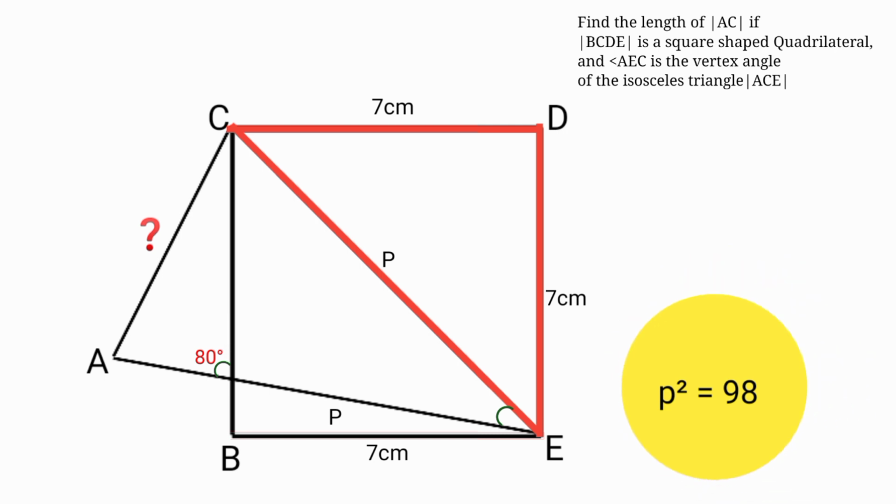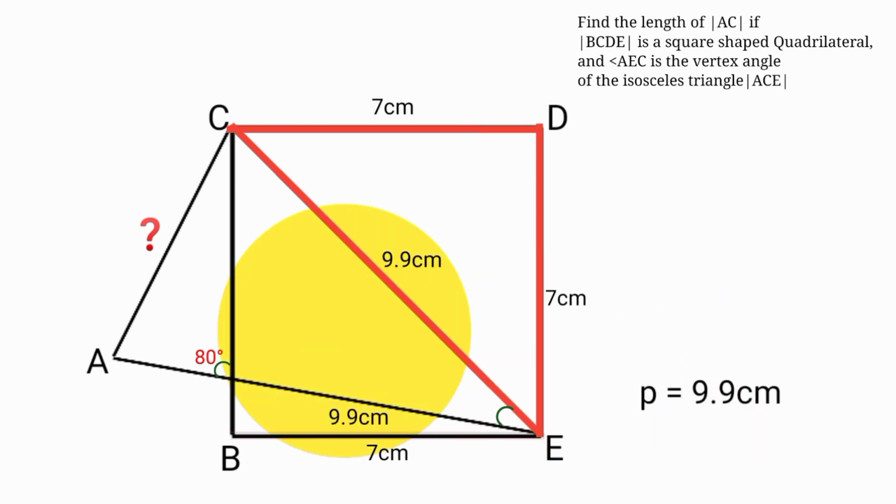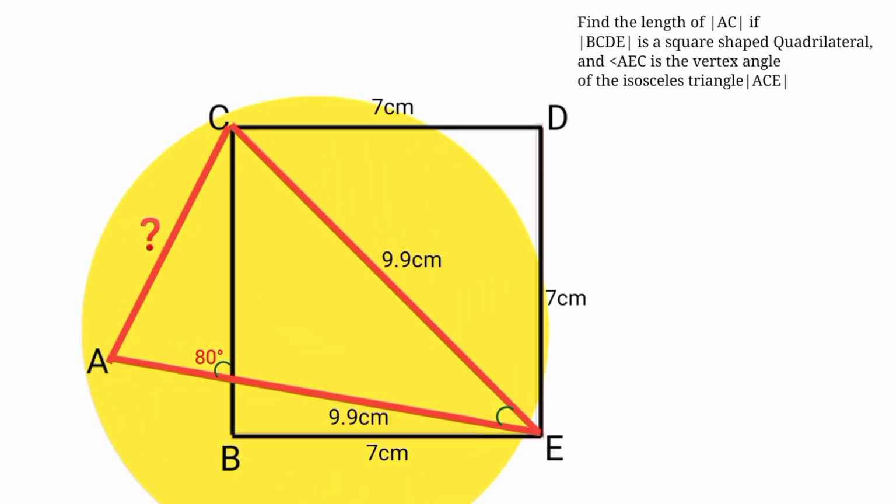Finding the square root of both sides now, square root of P squared equal to square root of 98. Square root of P squared is P, and here square root of 98 is 9.8995, approximately equal to 9.9. So P equal to 9.9 centimeters. Substituting here now, from this triangle here, since we have the length of two of its sides, if we have the sides of the angles, we can use it to find the length of line AC here. So what are the sides of the angles?